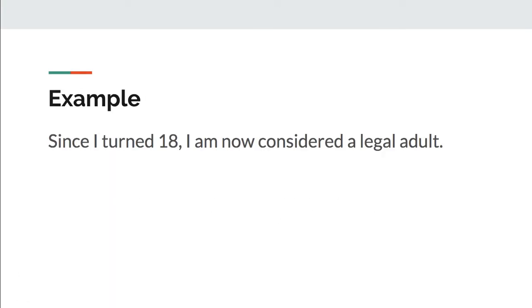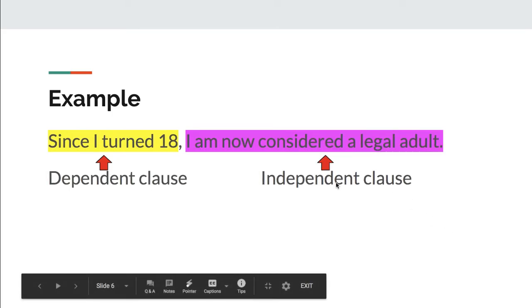Here's my own example. Since I turned 18, I am now considered a legal adult. So the first part is a dependent clause. It has a subject and a predicate. That's why it's a clause. I turned. It has someone doing something, but it can't stand alone. Since I turned 18, right? You need more information. I am now considered a legal adult. That is an independent clause. It can stand alone. It's got a subject and a predicate.